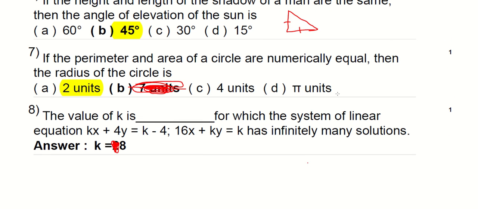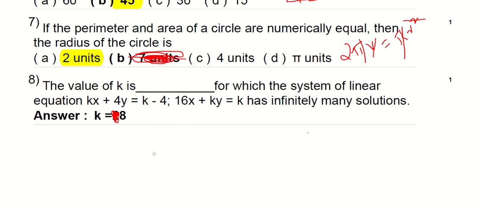The perimeter and area of a circle are numerically equal, then the radius is equal to what? The perimeter of a circle is 2 pi r, and the area of a circle is pi r square. So pi cancels and one r cancels. That means the radius is only 2.